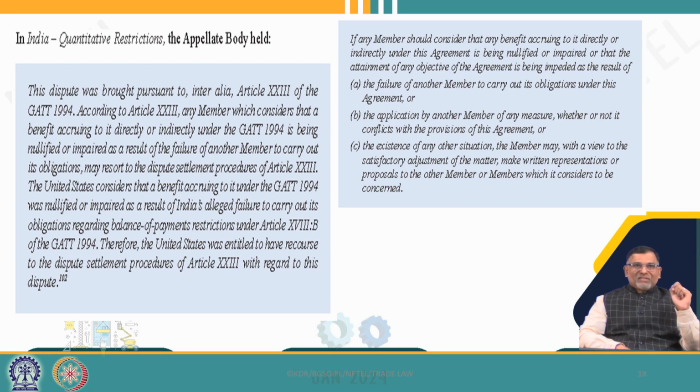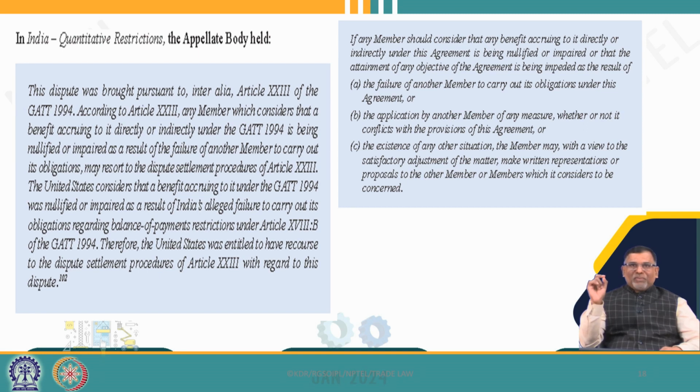It means that the particular state must prove that a benefit accruing to it is impaired or nullified by the action of the other member country, then they can approach. So, it is very clear, in the India quantitative restrictions case, the Appellate Body pointed out point number 1, the failure of another member to carry out its obligations under this agreement; they can go to the WTO dispute settlement system.